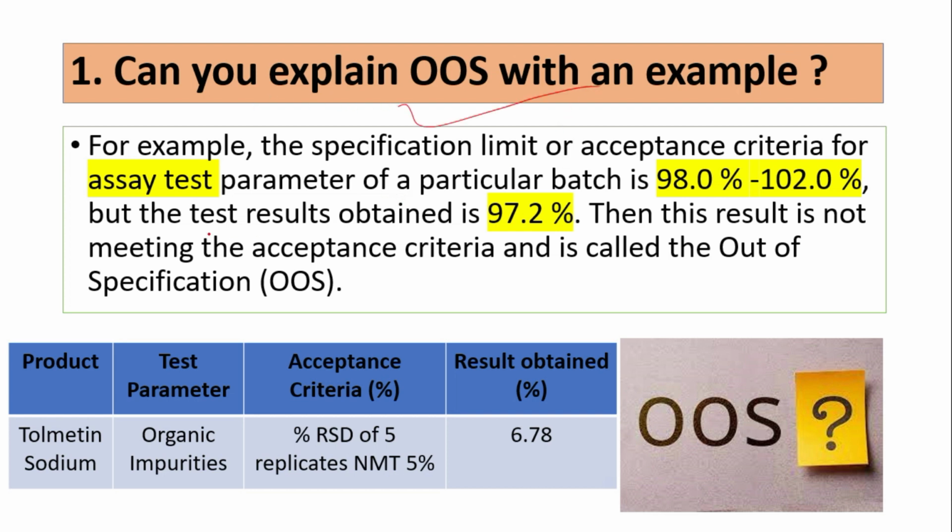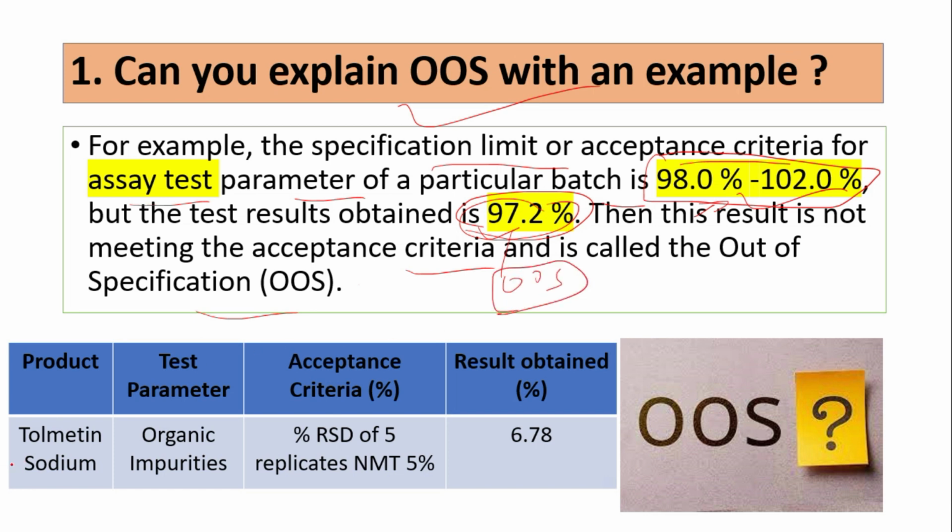This is a very commonly asked question. For example, the specification limit or acceptance criteria for the assay test parameter of a particular batch is 98 to 102%. But the result obtained by the analyst is 97.2. Then this result is not meeting the acceptance criteria and is called out of specification. As I have already said, if it is not within the acceptance criteria, then it is out of specification, and it is called OOS, right?